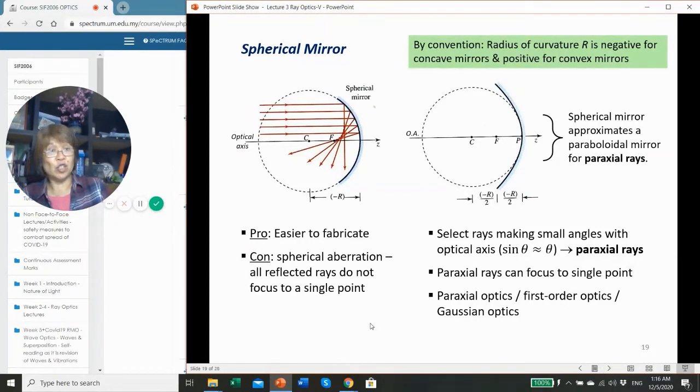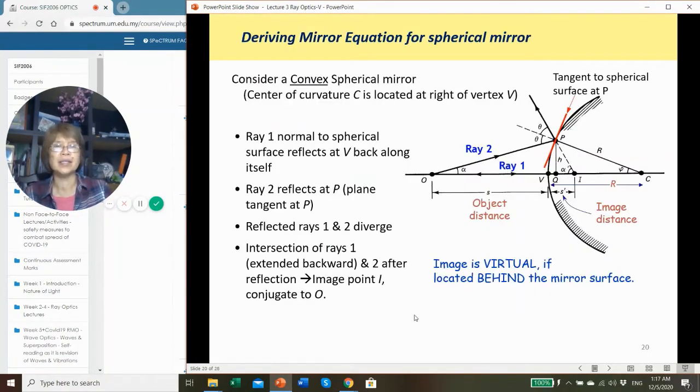By convention, please note that the radius of curvature R is taken to be negative for a concave mirror and positive for a convex mirror. Basically, when the center of curvature is on the left side, it will be negative. If the curvature is this way and the center of curvature is on the right side, it will be positive. That probably is easier to remember.